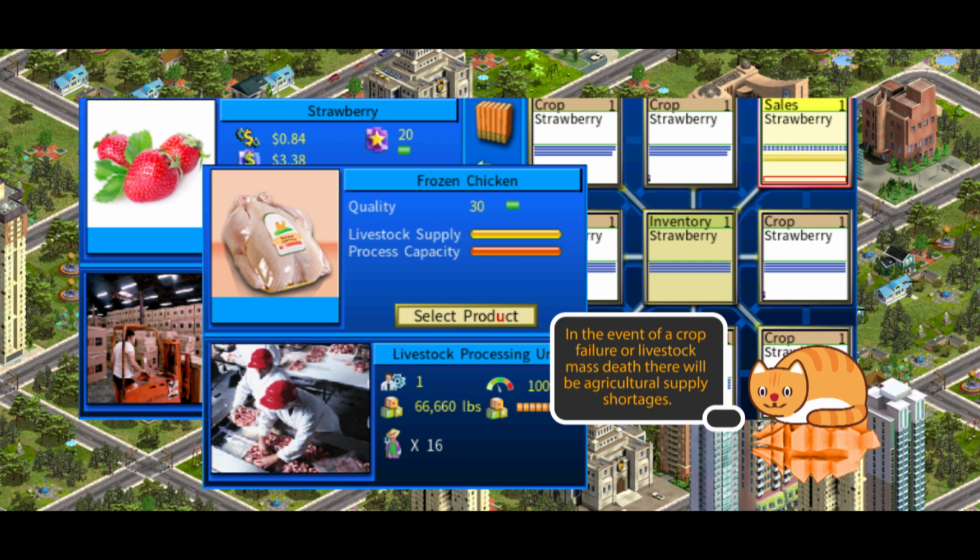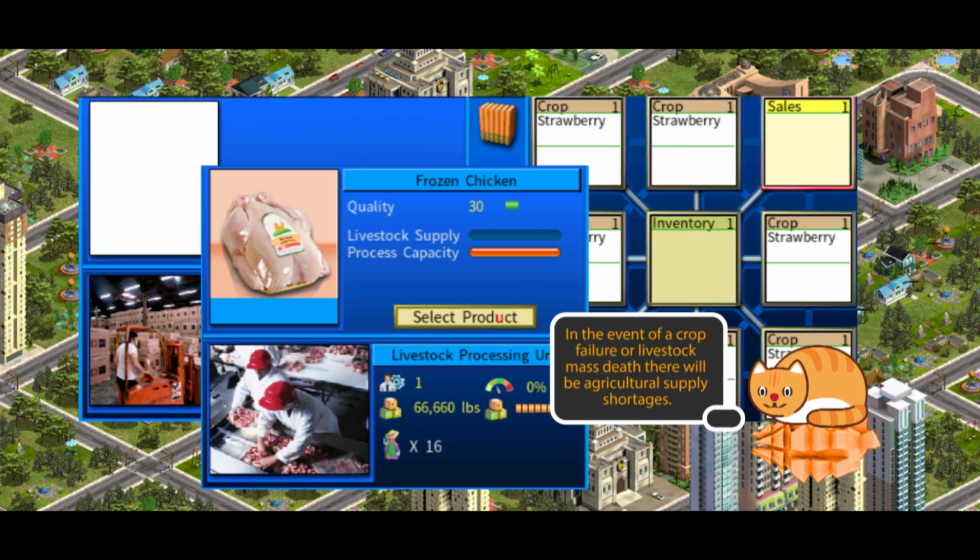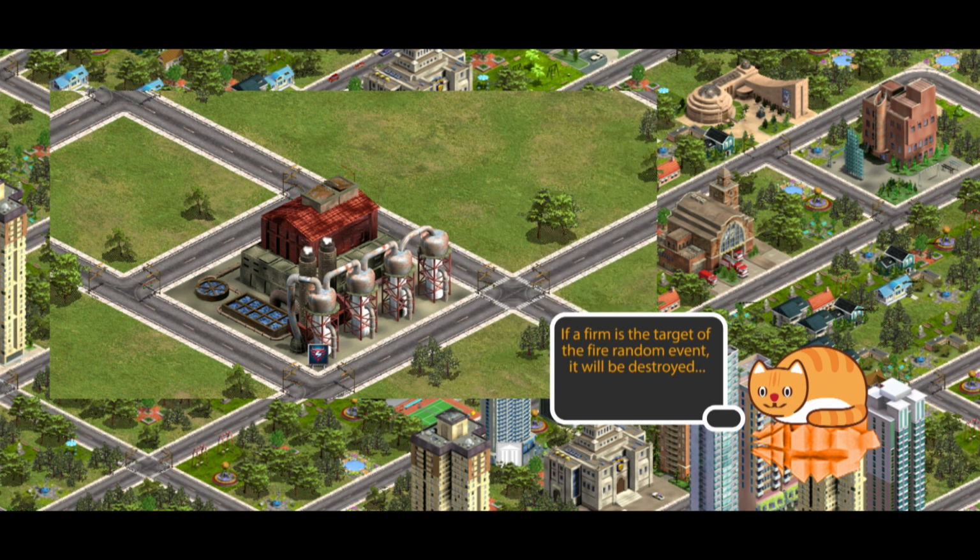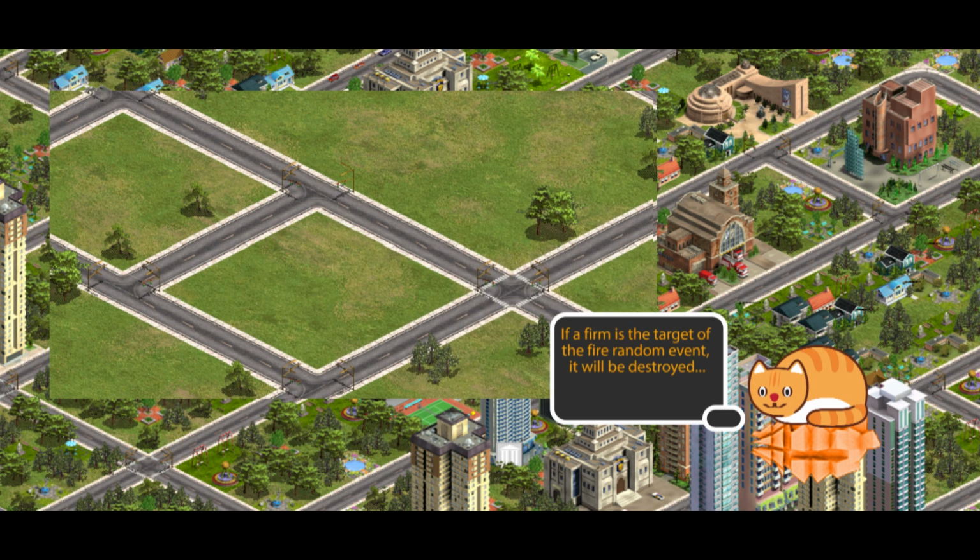In the event of a crop failure or livestock mass death, there will be agricultural supply shortages. If a firm is the target of a fire or random event, it will be destroyed, and any connected firms will be affected.